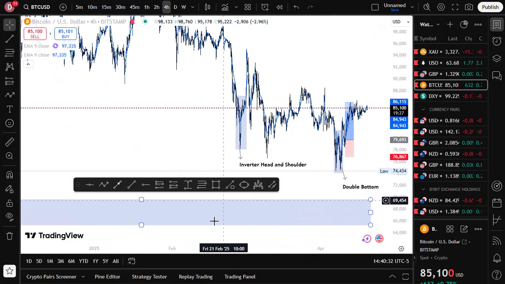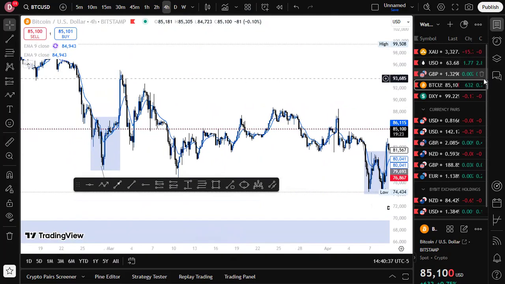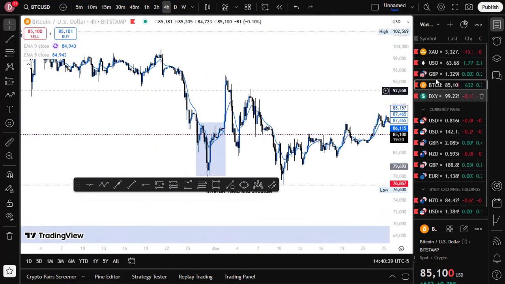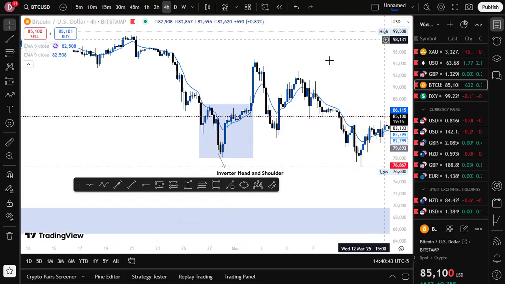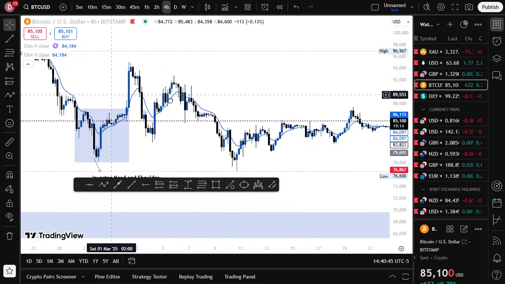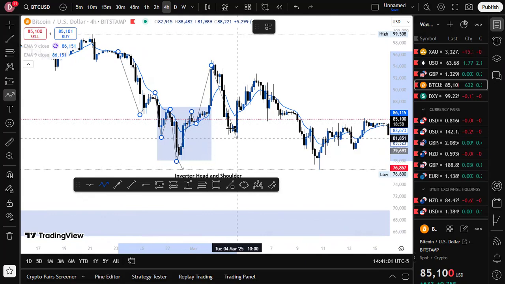So now this is an example of an inverted head and shoulder, right? So you can see price was pulling down here, right? We're coming down here in price, right? And then it happened. So this is the left shoulder, this is the head, and this is more like the right shoulder for me here, right? So you could just wait for this retest.